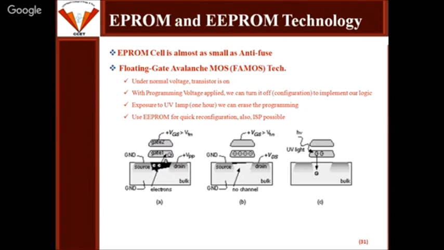EEPROM and E2PROM technology. The cell is almost as small as anti-fuse. Floating gate avalanche MOSFET technology is used. In short, it is termed as FAMOS. Under normal voltage, the transistor is on. With programming voltage applied, we can turn it off to implement other logic.